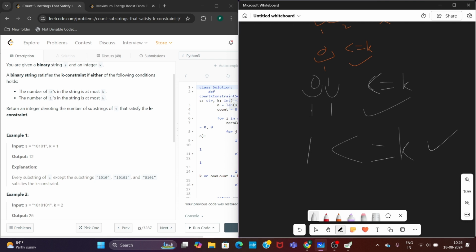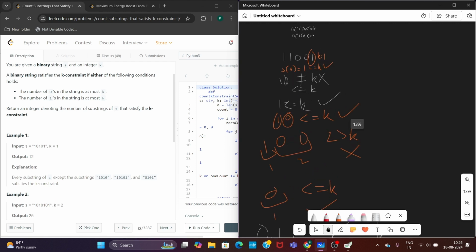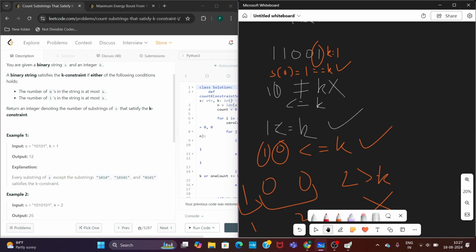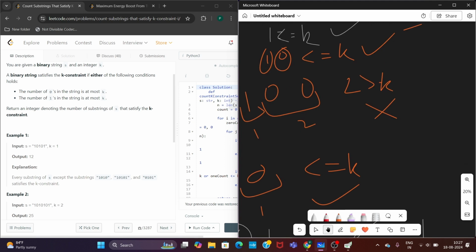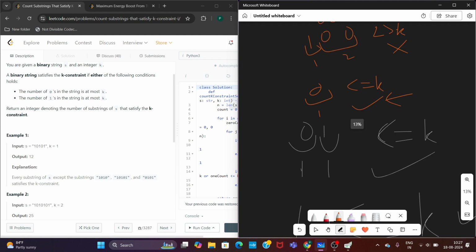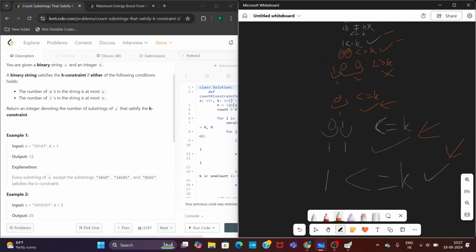Okay, so let's count the number of conditions which are holding true. See the first condition, which is 1, this 1, 2, 3. Then 4, then 5 and then 6. Means we have a total of 6 substrings which are holding the condition true. So basically, how are we able to solve the problem statement? Let's understand.